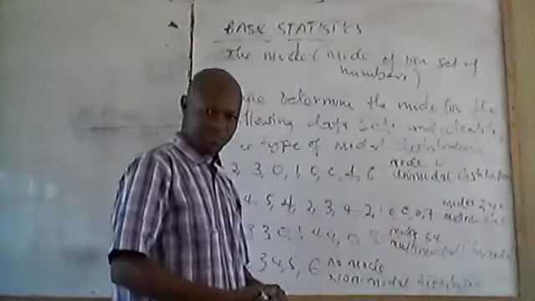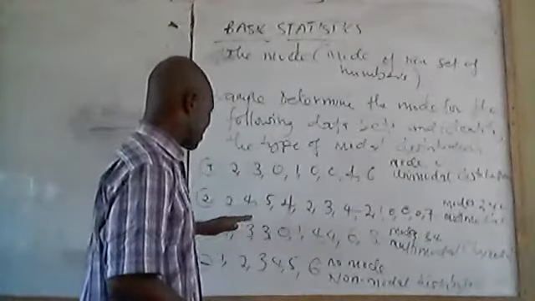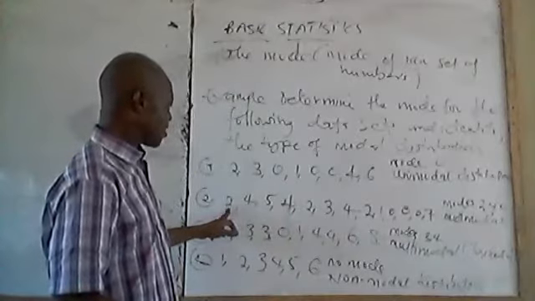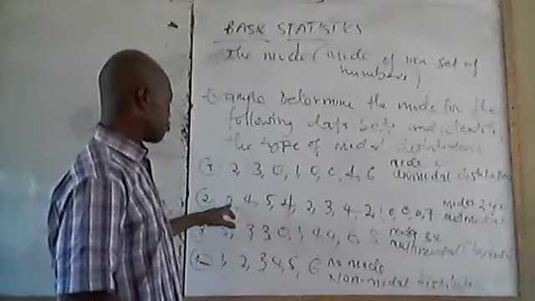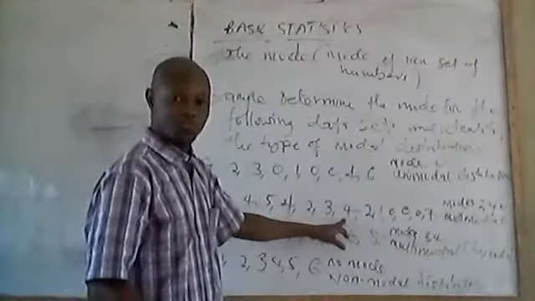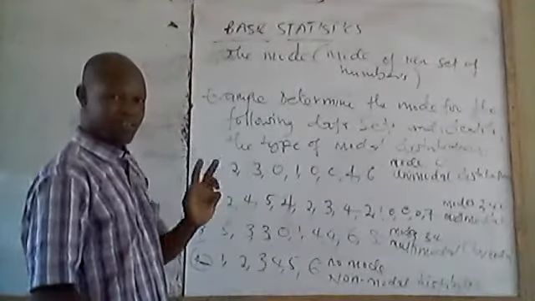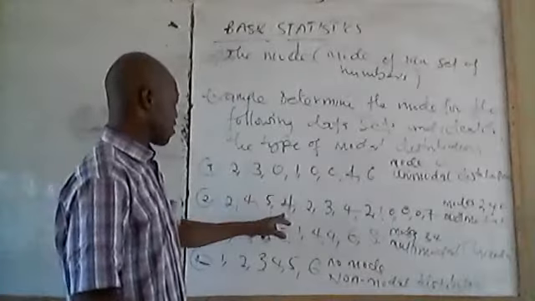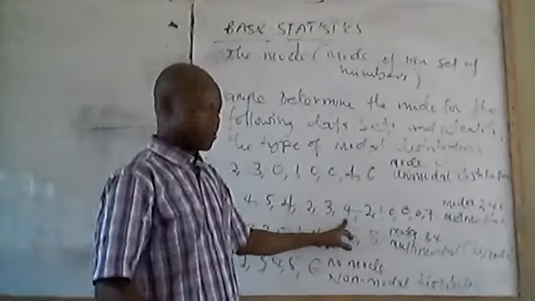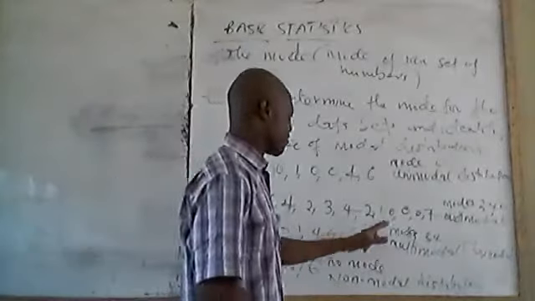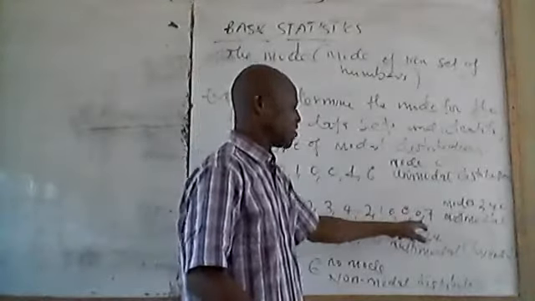If you examine this data set carefully, you will notice that 2 has occurred 3 times. Well, 2 is here, 2 is here, and 2 is here. Again, 4 has occurred 3 times. We have 4 here, 4 here, and another 4 here. Then 0 has also occurred 3 times. We have 0 here, 0 here, and 0 here.